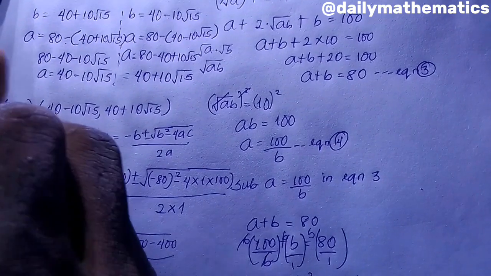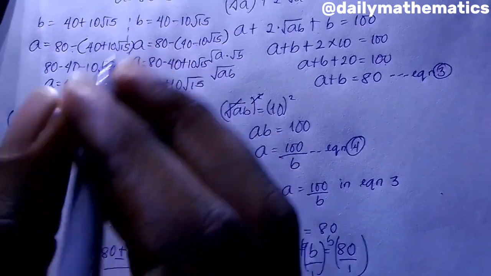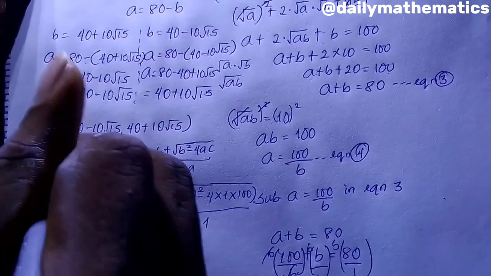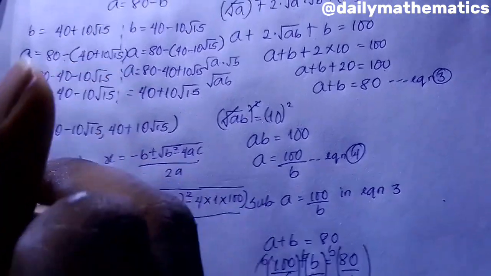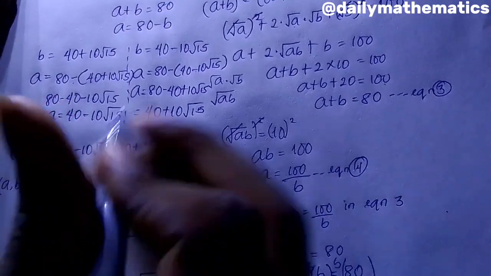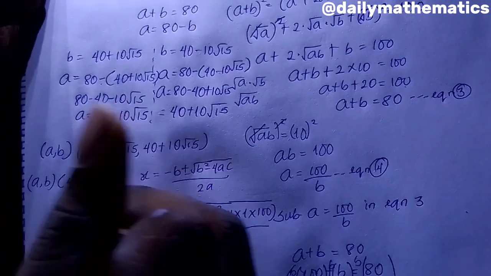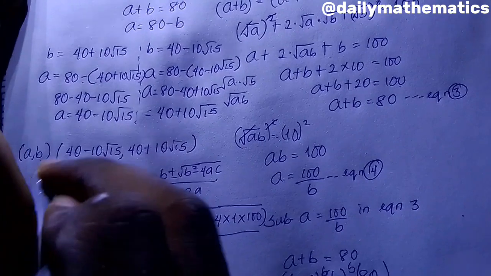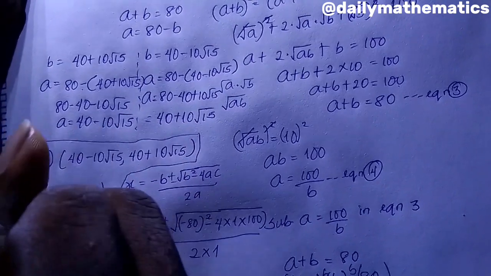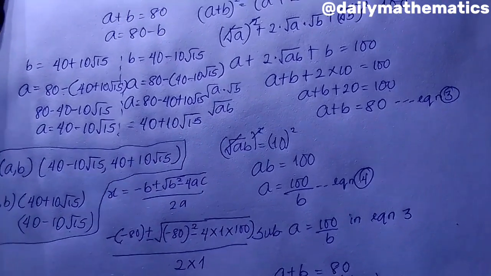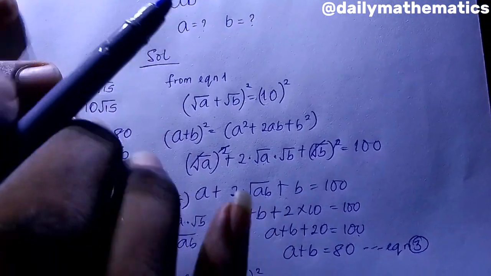And for the other case, we have 40 plus 10 root 15, and 40 minus 10 root 15. So this becomes our answer for a and b. So that brings us to the end of solving this question here.